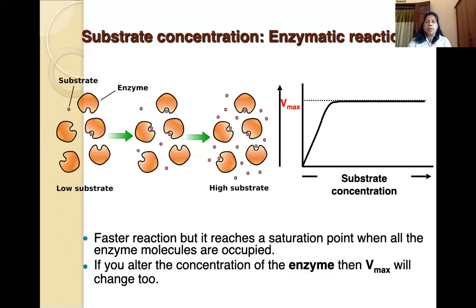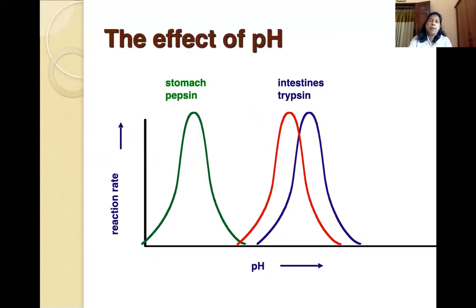If you alter the concentration of enzyme, then the maximum will change too, right? Therefore, you have to think about which concentration is needed to maximize the reaction rate. Let's see the other one, the effect of pH.